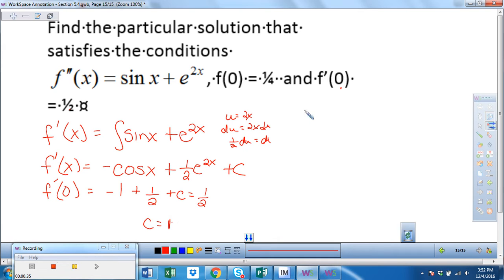Okay, so now I have to find the original function. So f of x is equal to the integral of negative cosine x plus 1/2 e to the 2x plus 1. And integrating that, the integral of negative cosine is negative sine x plus, again, I have to integrate this the exact same way, so that's going to give me 1/4 e to the 2x plus x plus c.